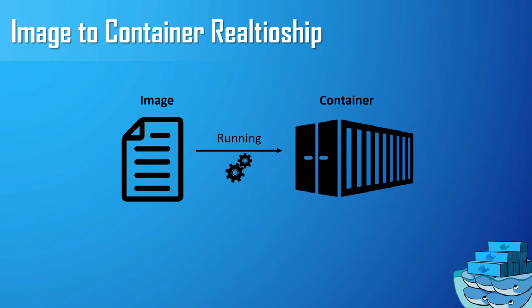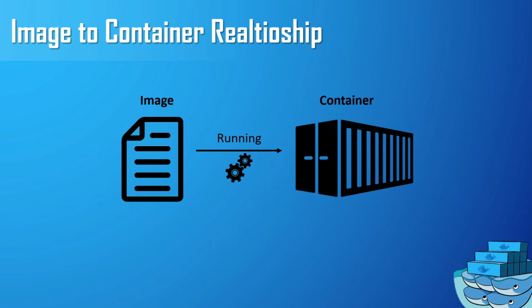An analogy often used to illustrate this image to container relationship is the class-object relationship of object-oriented programming. The Docker image is like the class that defines how to create the objects, which are the containers. From the class, you can create many instances of the object. Likewise, from the image, you can create many instances of the container.